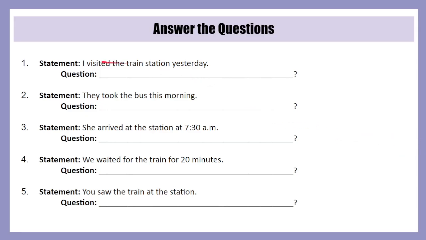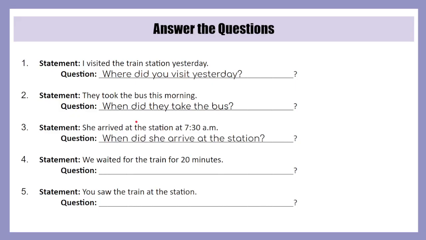Write the questions. So I visited the train station yesterday. Where did you visit yesterday? They took the bus this morning. When did they take the bus? She arrived at the station at 7:30 a.m. When did she arrive at the station? We waited for the train for 20 minutes. How long did you wait for the train? You saw the train at the station. What did you see at the station?